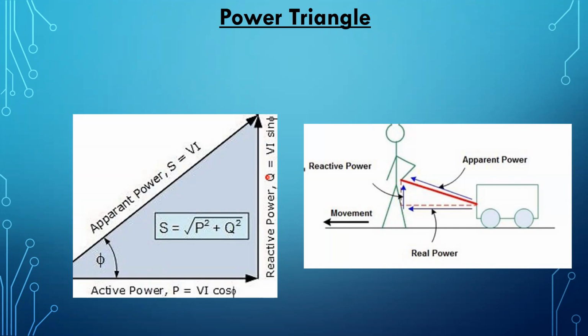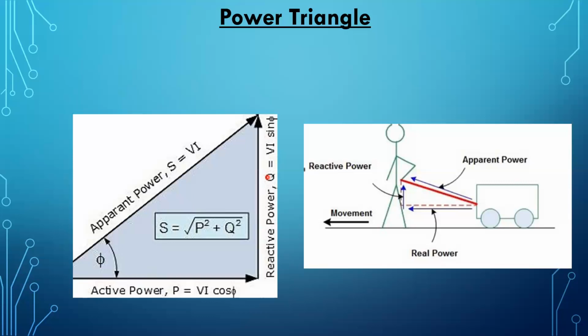Active or true power refers to the entire amount of power dissipated in the electrical circuit. It is measured in watts or kilowatts, and it is represented with P. So active power P is equal to VI cos phi. It is the true power. The entire amount of power is dissipated in the I squared R, where electrical power is converted into heat.